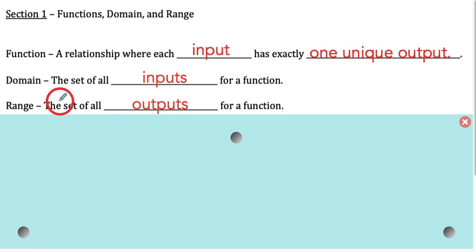To help me remember which domain goes with inputs and range goes with outputs, in the alphabet, D comes before R and I before O. So inputs, outputs, domain, range. So let's look at some examples.